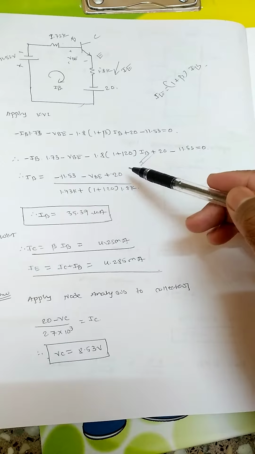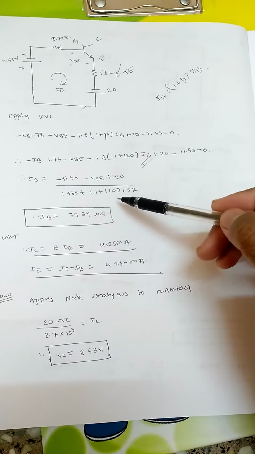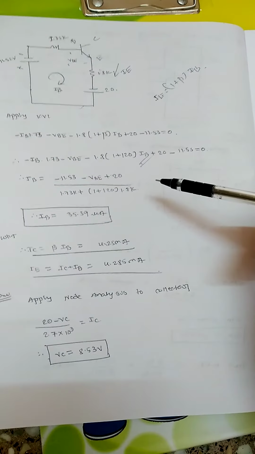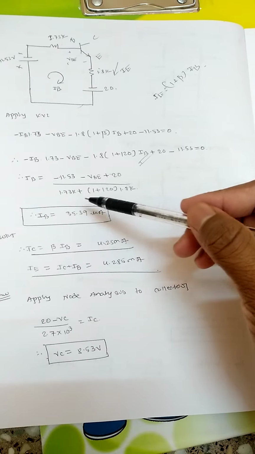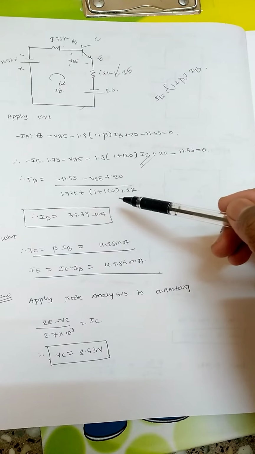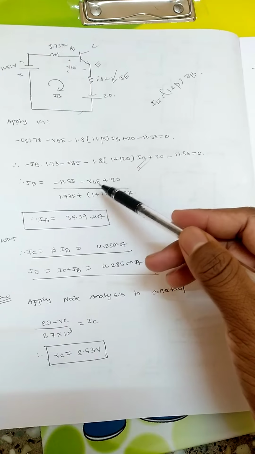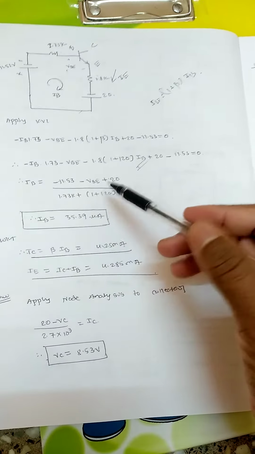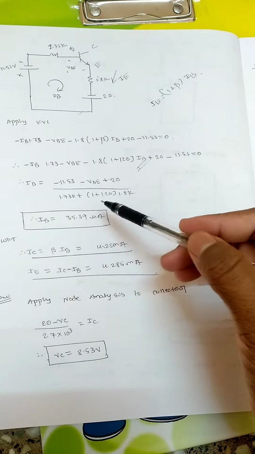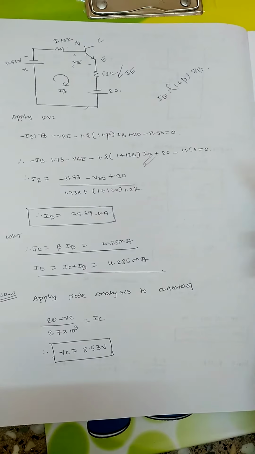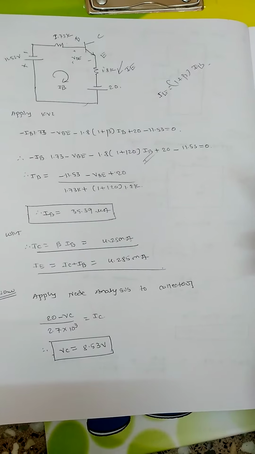So rearrange this equation to form the IB equation, which will give us IB equal to minus 11.53 minus VBE plus 20, divided by 1.73 plus (1 plus 120) into 1.8k. So plug in the values. VBE will be 0.7 volt, and the rest of the terms are known. Then when you operate it in the calculator, we will get 35.39 microampere.